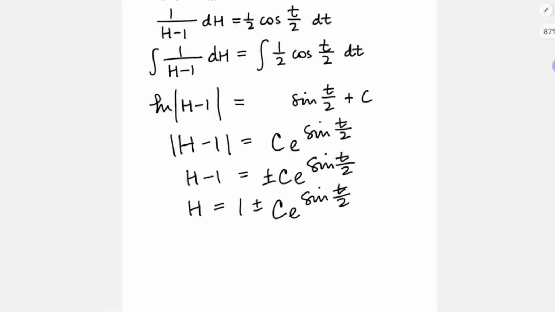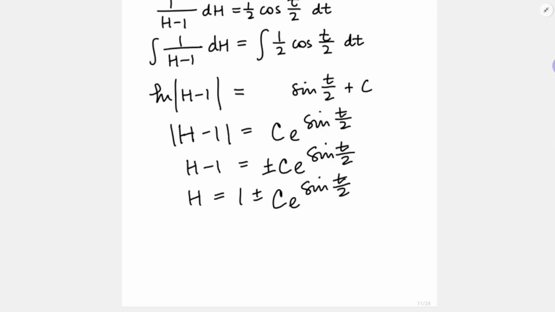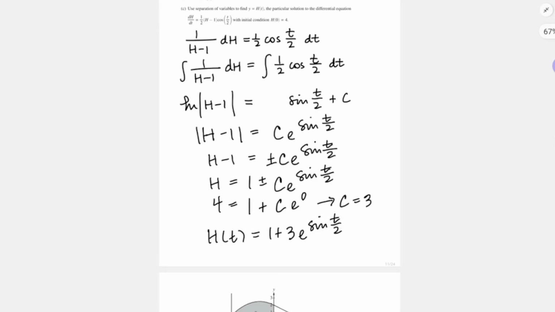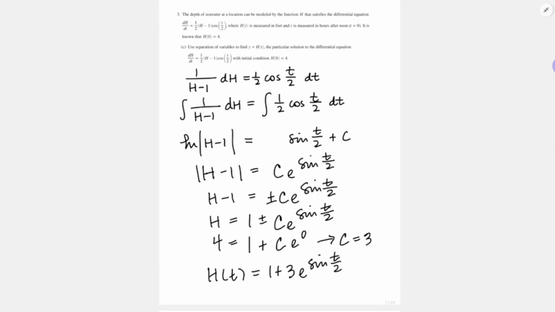Okay, now they told us 0, 4, right? h of 0 equals 4. So h is going to equal 4, 1 plus 3. So I think c is going to need to equal 3. e to the sine 0, yes, e to the 0. And so c is going to equal 3. And so my solution is going to be h of t equals 1 plus 3 e to the sine of t divided by 2. And we could put a box around it if we wanted, or we could just say that that's going to be at the bottom of our work.